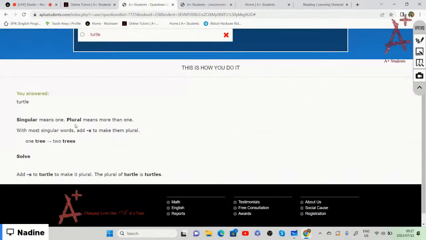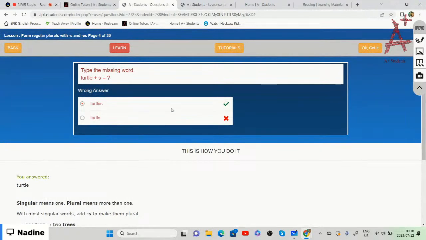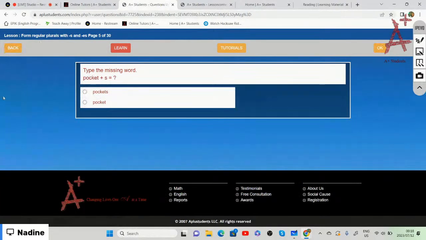You will get an explanation of what the lesson is about, and also an explanation of what the correct answer is. For example, if you add an S to turtle to make it plural, then the plural of turtle is turtles. So even here, it corrects the word for you by choosing the correct one, whereas we chose the incorrect one. So we got that. All right, so that is for form regular plurals with S and ES.